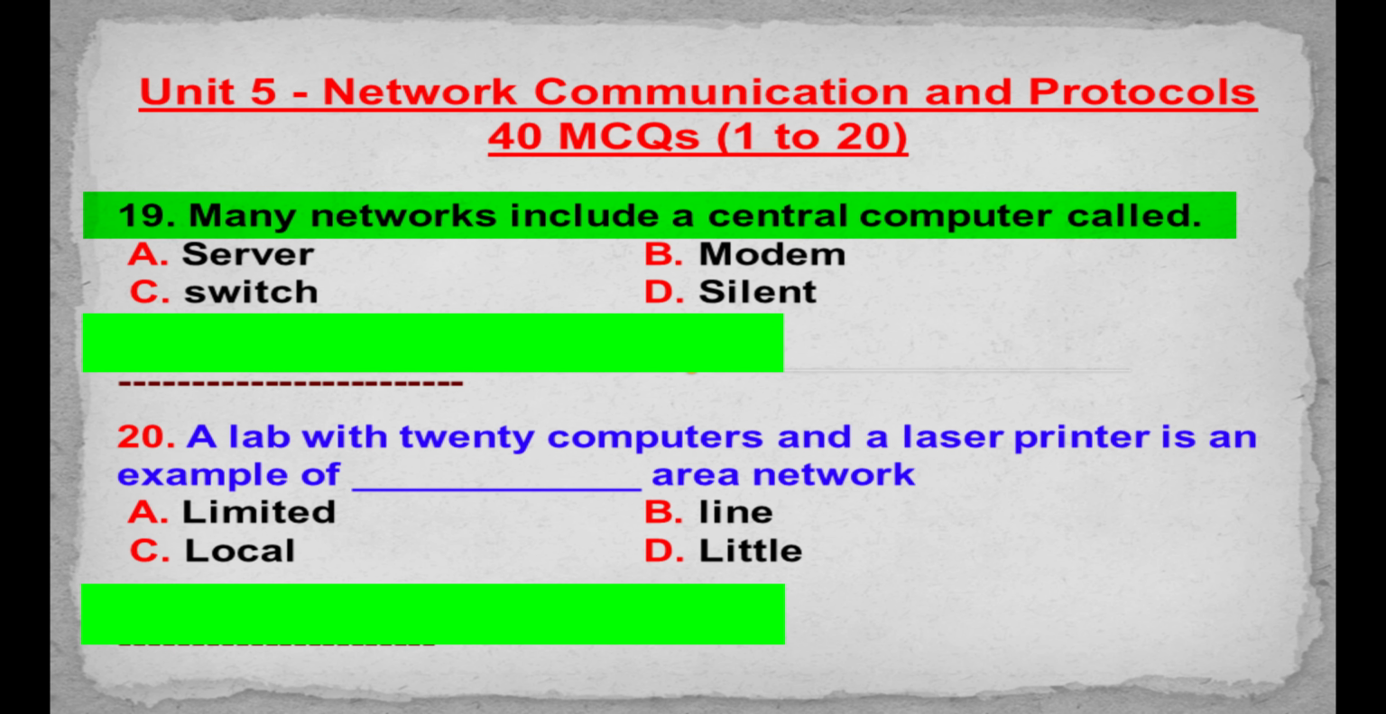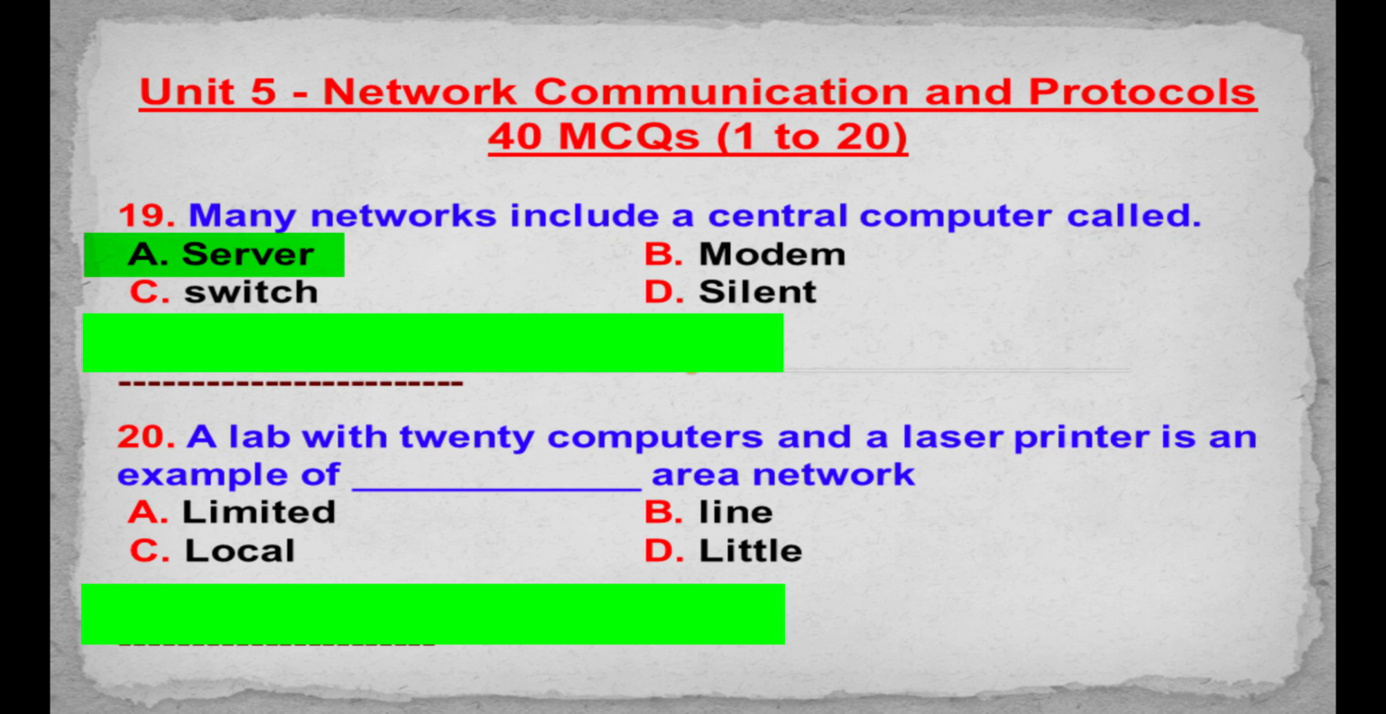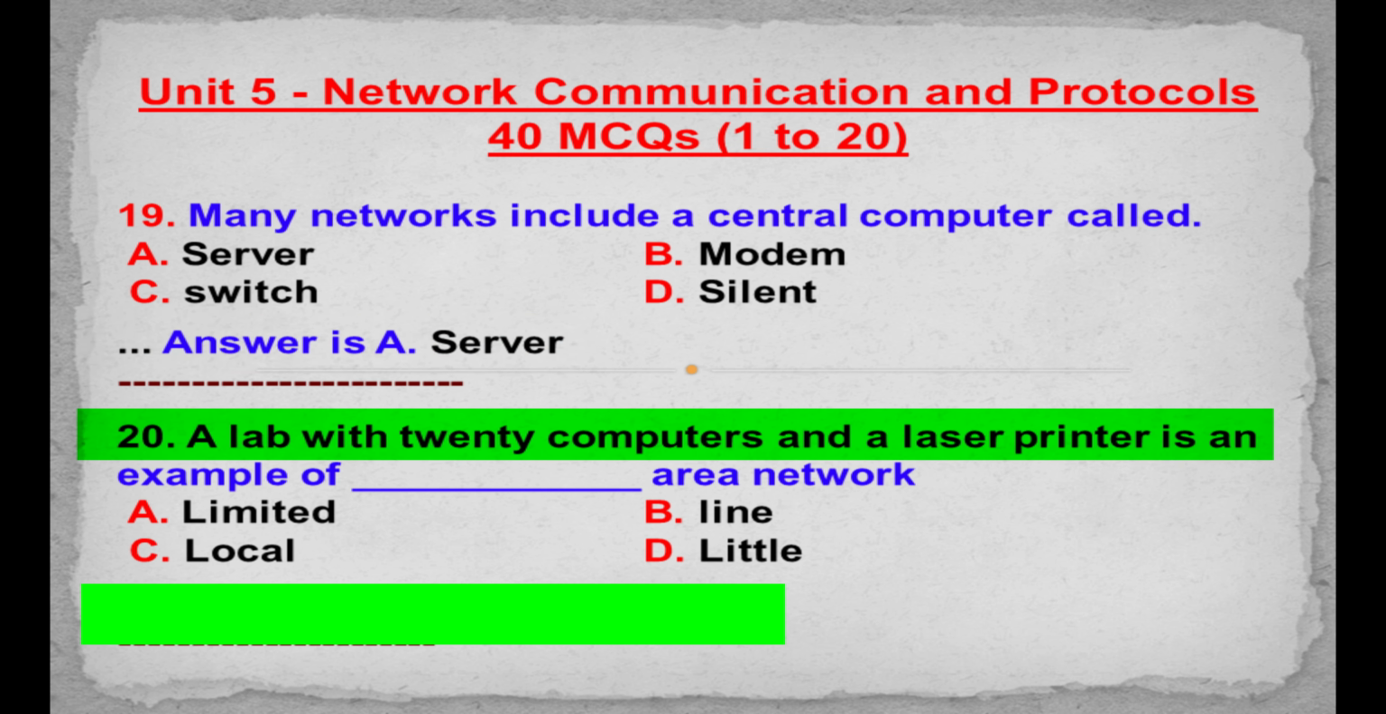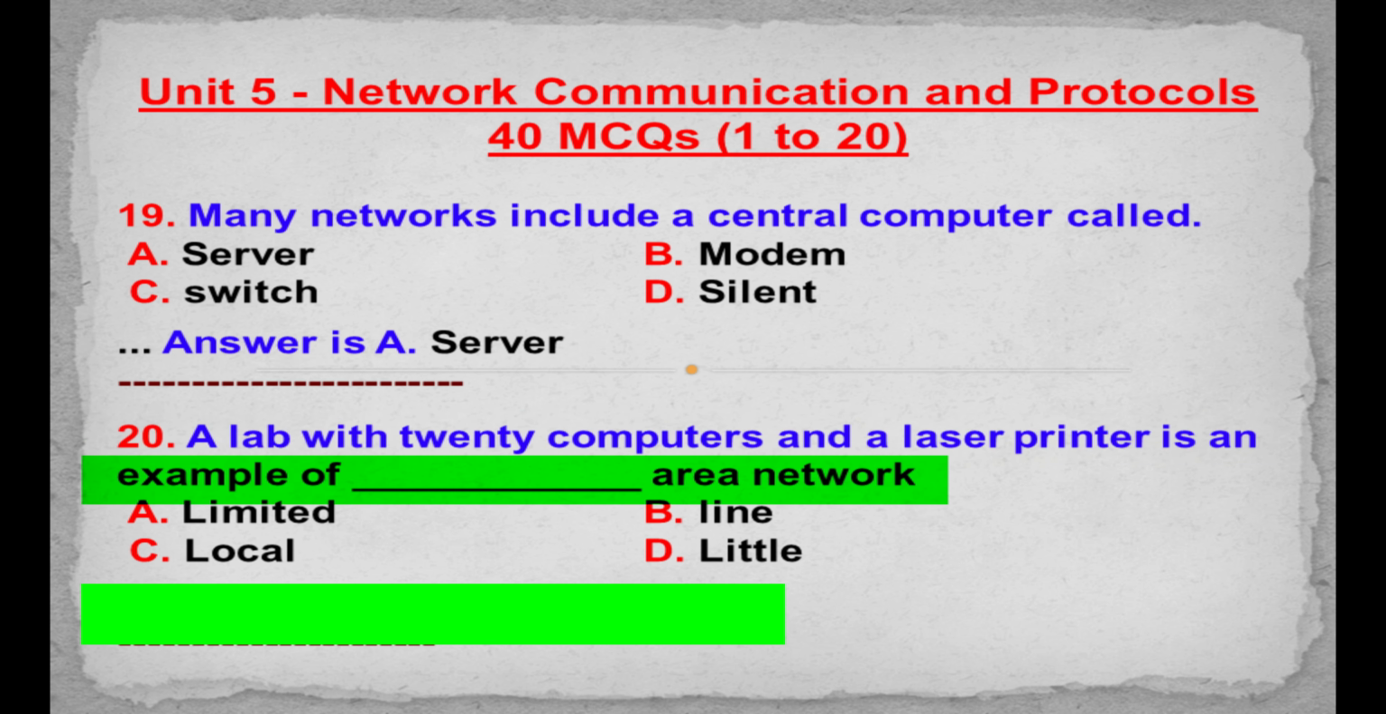MCQs number 19. Many networks include a central computer called. Option A, server. Option B, modem. Option C, switch. Option D, silent. Correct answer is option A, server.